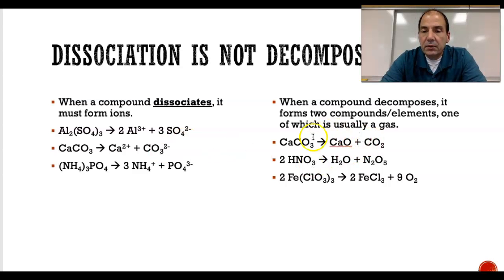Decomposition is where it just breaks up into 2 or more pieces. We're talking about ions. So aluminum sulfate has to break up into aluminum and sulfate ions. Calcium carbonate has to break up into calcium and carbonate ions. Ammonium phosphate has to break up into ammonium ions and phosphate ions. The name says it all. So knowing the nomenclature makes this so much easier, because then you know that you're getting ammonium ions, phosphate ions, or calcium ions, carbonate ions, etc.